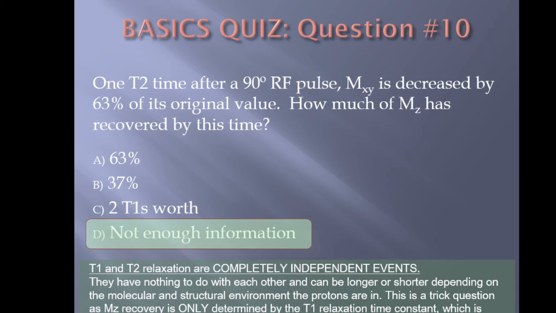So yes, not enough information. The T1 can be whatever it wants. The T2 can be whatever it wants. MXY can go away as fast as it wants. MZ can recover as fast as it wants. Totally independent.